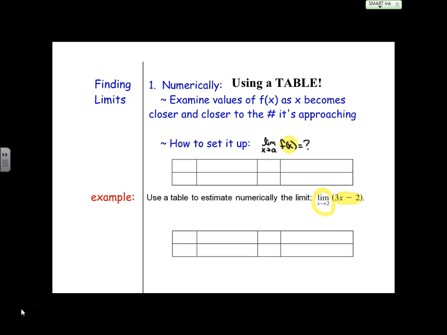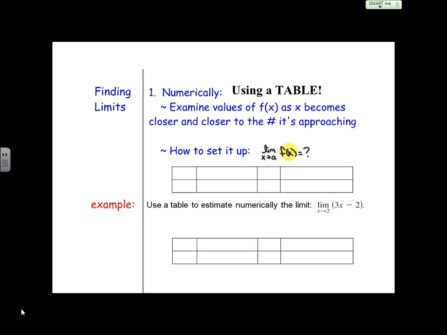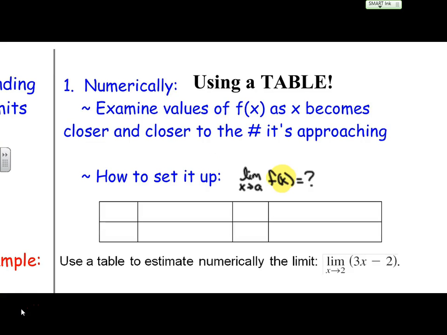We're going to get back to working with that function in just a second, but first of all, I need to tell you how a table works and how we use it to examine the values of f of x as x becomes closer and closer to the number it's approaching. What's the notation for the constant we use to symbolize the number x is approaching? A. Careful. X approaches A. A is an x value. You wrote that down two pages ago.